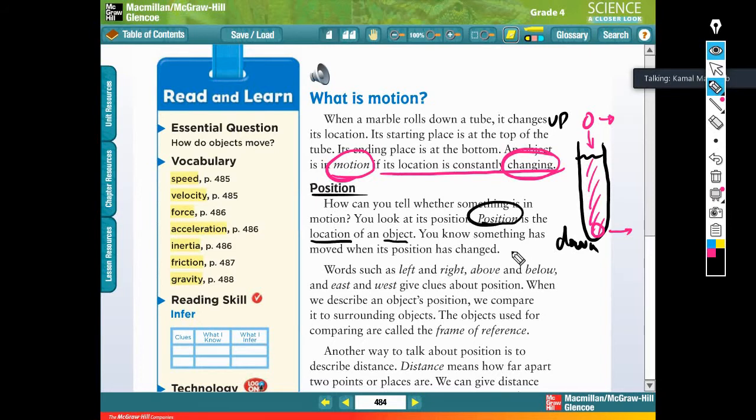Okay, guys, now position means the location of the object. Now the position of this ball is up. Now the location of this ball is down. That is the position. Position is up, position is down. Now when changing position, it means moving. It means we are changing position. It means we have motion, we have movement. Okay, now that is the meaning of position and motion.